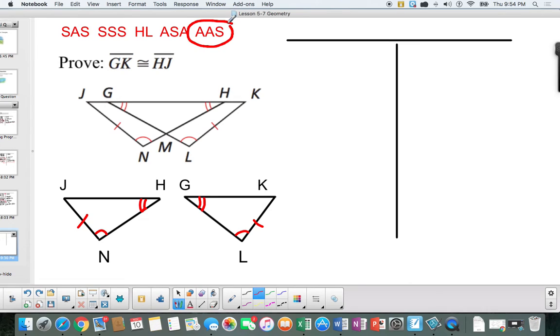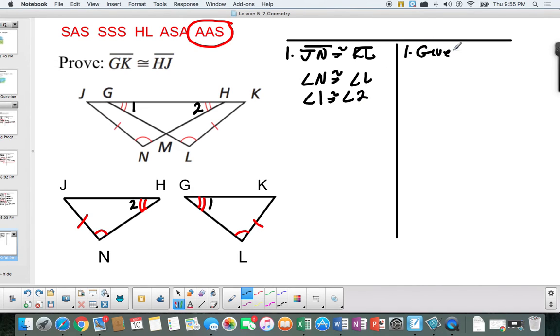The plan is right here. So it was not the proof that was hard, but what was hard was the picture. So I'm going to start off with my sides, JN congruent to KL, and then angle N congruent to angle L. Now I can't call that angle G, so I think what I'm going to do is call it angle 1 and 2. So angle 1 is congruent to angle 2, and this is all given. We didn't have to work too hard.